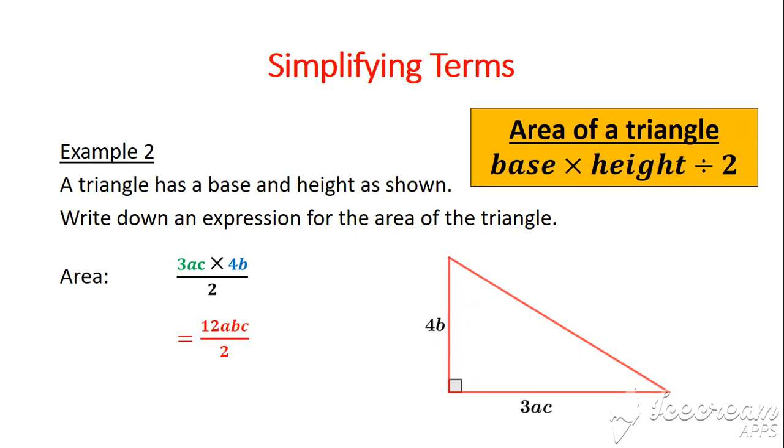Now we're going to simplify the top. So we're multiplying, so we're going to go 3 times 4 is 12 and put the coefficient first. And then we're going to put it in alphabetical order A, B, C, and then put it all divided by 2. You may remember how to simplify that because 12 divided by 2 is 6. So we could simplify it down to 6ABC, but we'll explore how to simplify algebraic fractions later on.